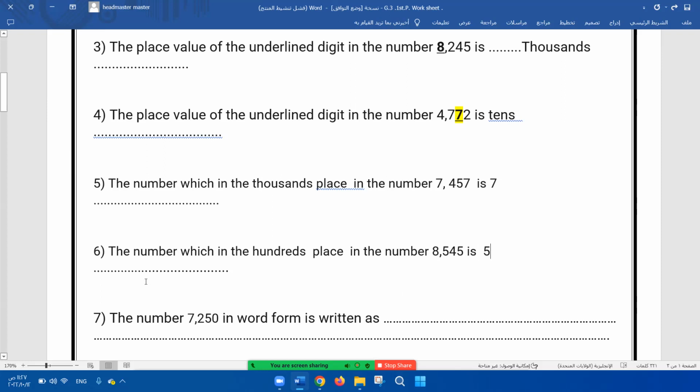Okay, you know the places, ones, tens, hundreds, and thousands. The digit which is in hundreds place here, it's 5. Question 7, the number 7250. We want to write it in word form. Let's wait a second.